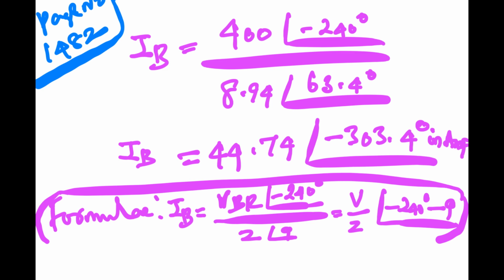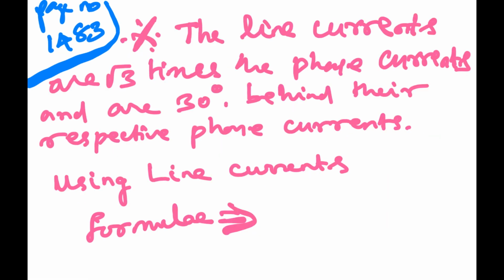IB, we already know the formula. VBR angle of minus 240 degree divided by Z angle of phi is V divided by Z angle of minus 240 degree minus phi. That is the formula. Put the required values. IB is 400 angle of minus 240 degree divided by 8.94 angle of 63.4. Answer: IB is 44.74 angle of minus 303.4 degree in ampere.